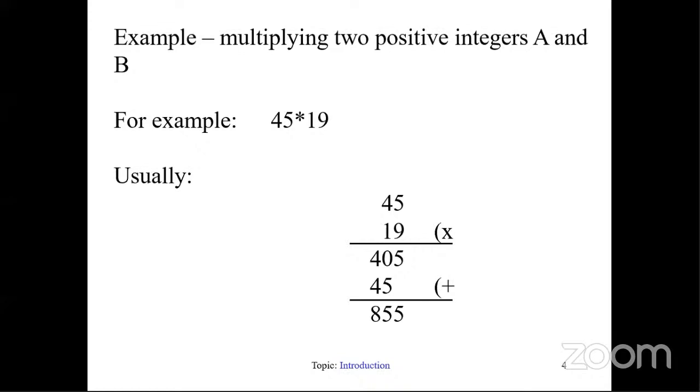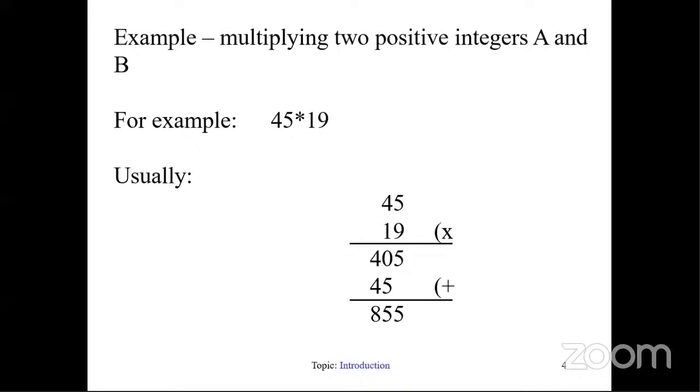So the task before us is to multiply the value that is an instance in a by the instance in b. Here, we know that the instance in a is 45 and the instance in b is 19. So the task here is to multiply 45 by 19, expressed as 45 asterisk 19.